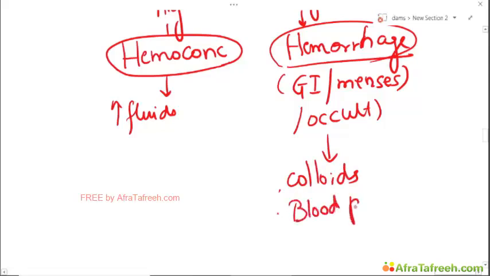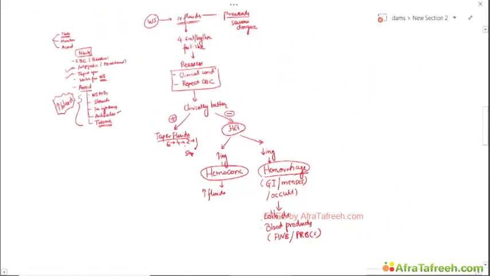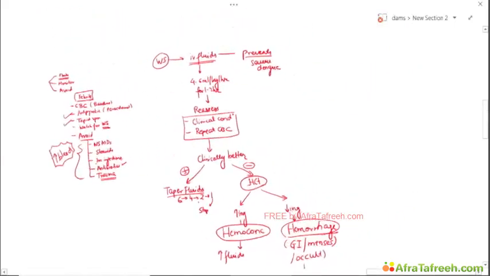and eventually blood products, which include fresh whole blood, not fresh frozen plasma, mind you. It's fresh whole blood or packed RBCs, right? So this is an important concept to understand. We'll just recapitulate it once again.